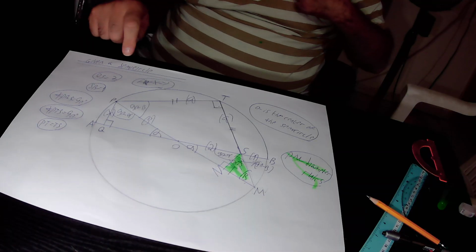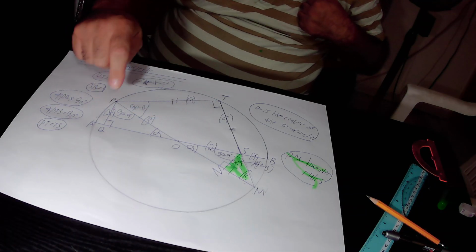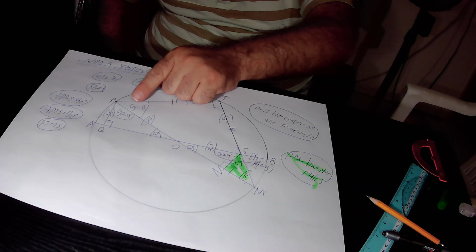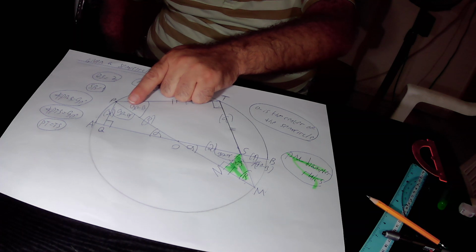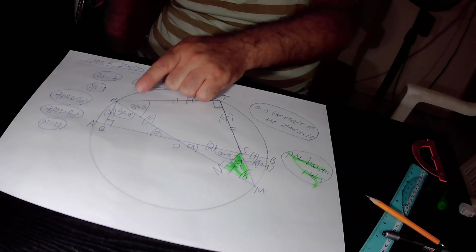Likewise, in the right triangle POQ, this angle equals alpha, this angle equals 90 degrees, therefore this vertex angle must be equal to 90 degrees minus alpha, according to the sum rule that the sum of the angles in any triangle is equal to 180 degrees.